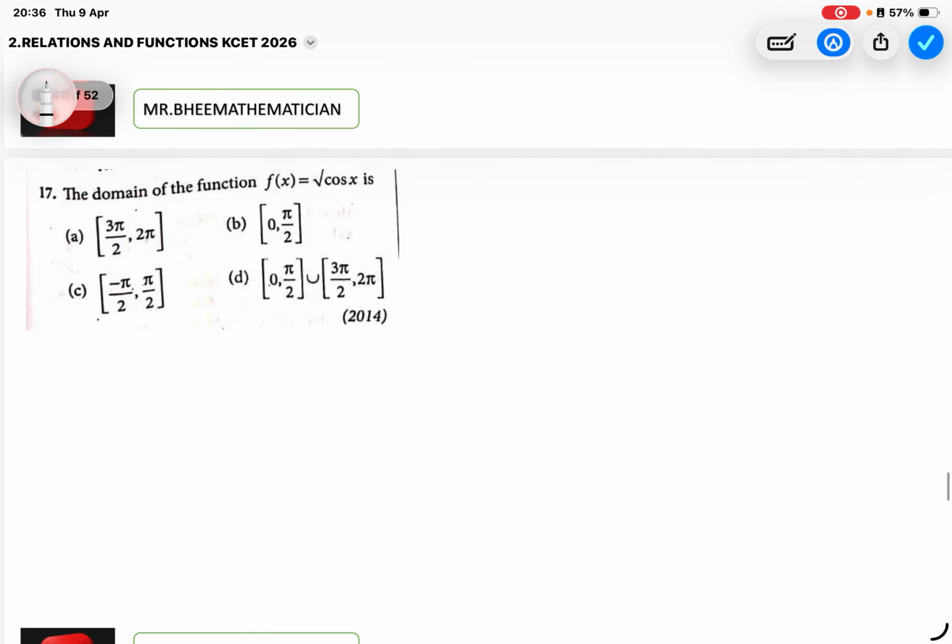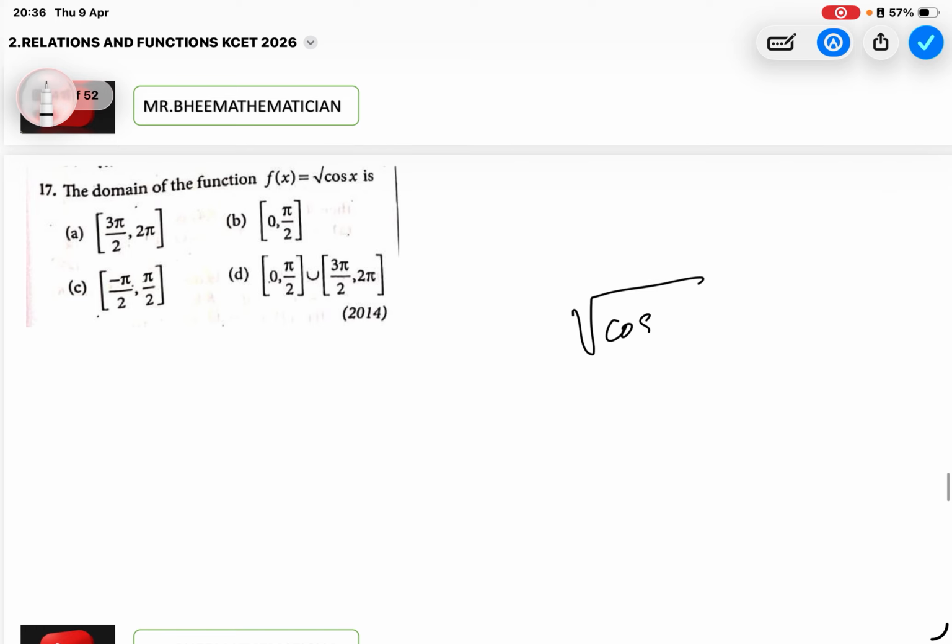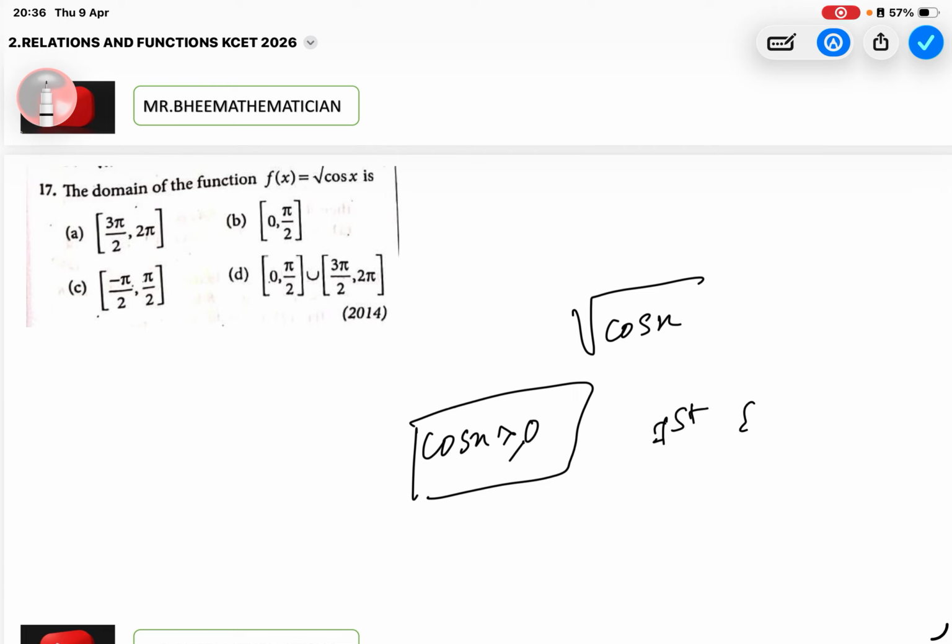This one is 2015. And root of cos x, and cos x is greater than 0. So here cos x is positive in the first and fourth quadrants. I hope 3 pi by 2 to 2 pi it is positive, yes or no? And 0 to pi by 2 is also positive. It means option D is correct, because 0 to pi by 2 union 3 pi by 2 to 2 pi.